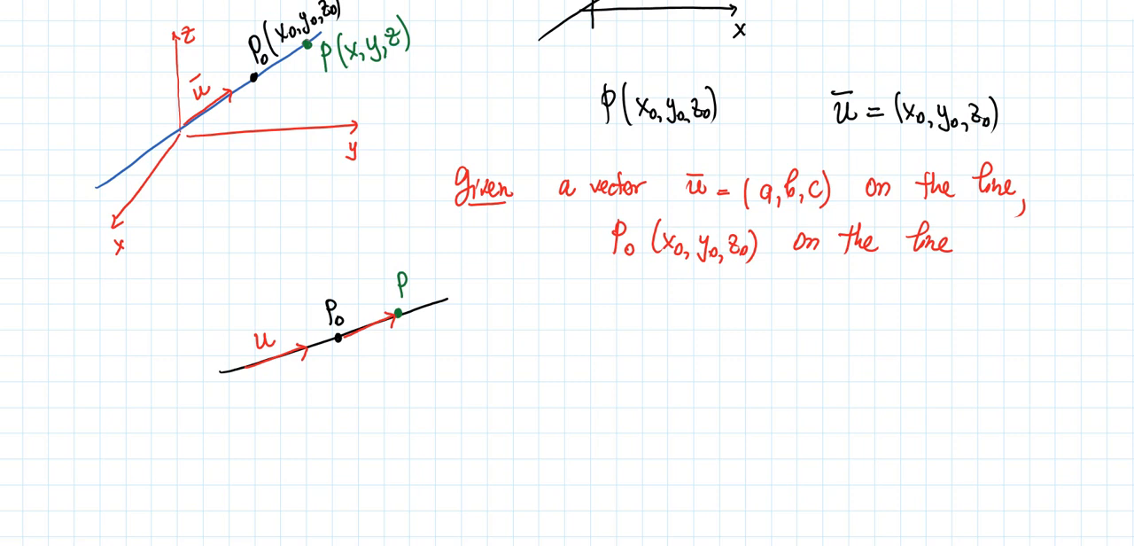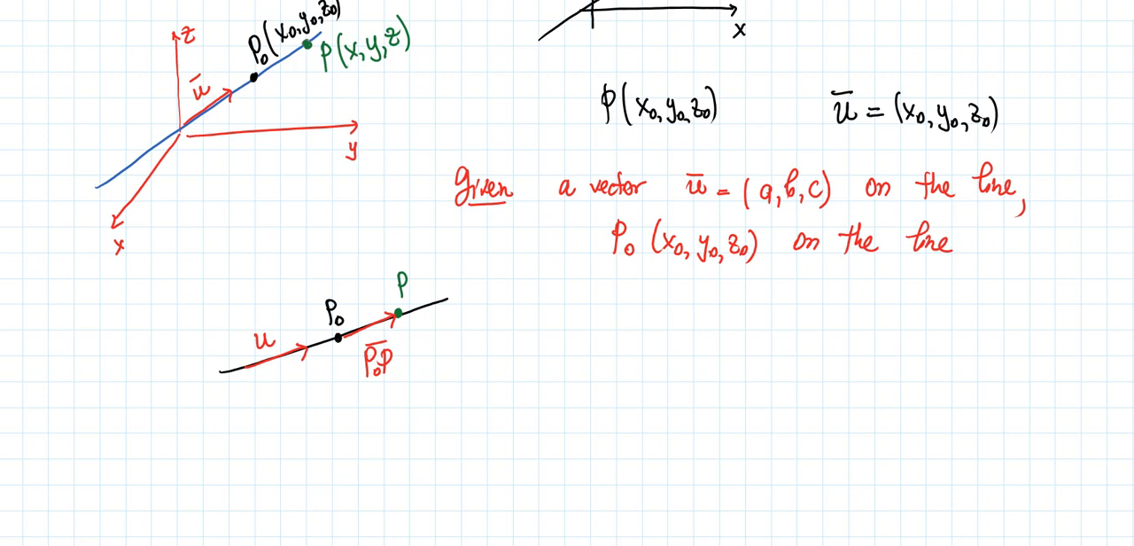So let's make a vector which is going from P0 to P. Okay? This is going to be a vector. So how can we connect this vector U with this vector from P0 to P? Is there any connection between them? They are parallel, right? So how can we obtain the vector from P0 to P using U?